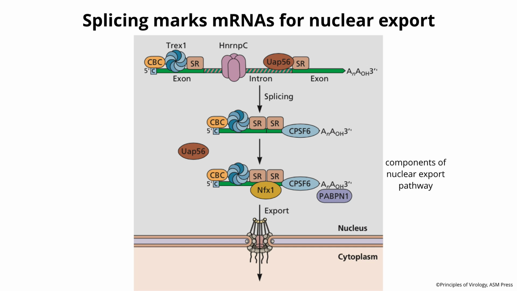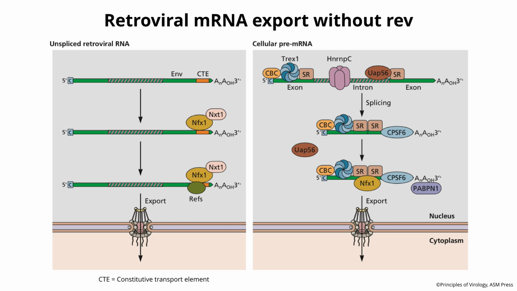It recognizes this mRNA and it goes, aha, it's been spliced, now it can get out. Because in our cells, if you're not spliced, you don't leave the nucleus. It's another kind of quality control check. Right? So splicing marks mRNAs for nuclear export. The problem is there are lots of viruses that don't completely splice all of their mRNAs. So how do they get around it? Here's how they get around it.